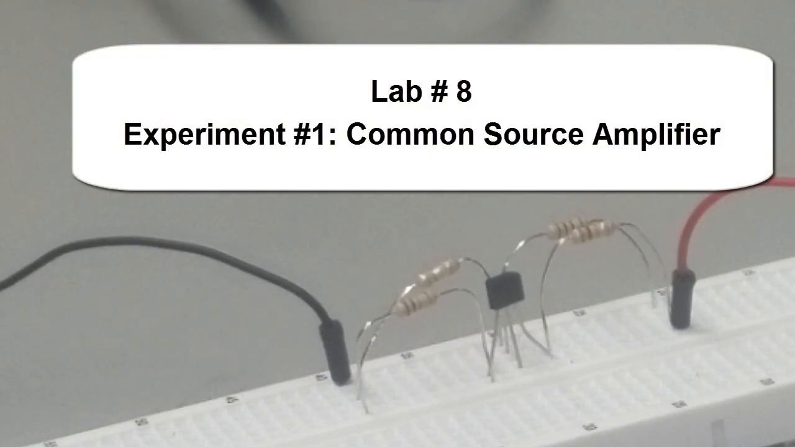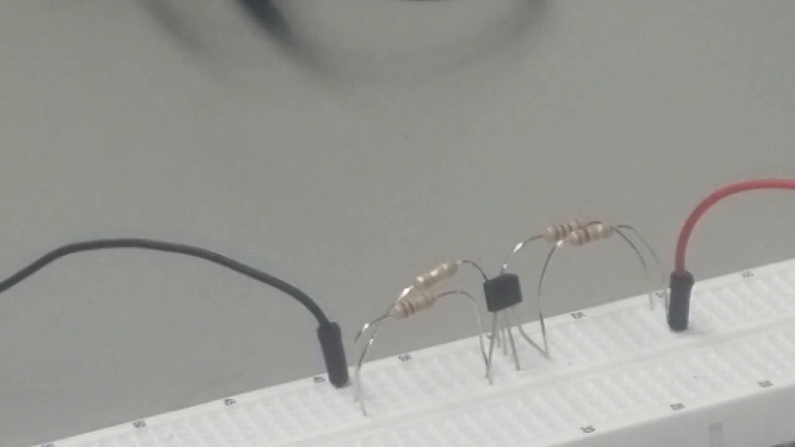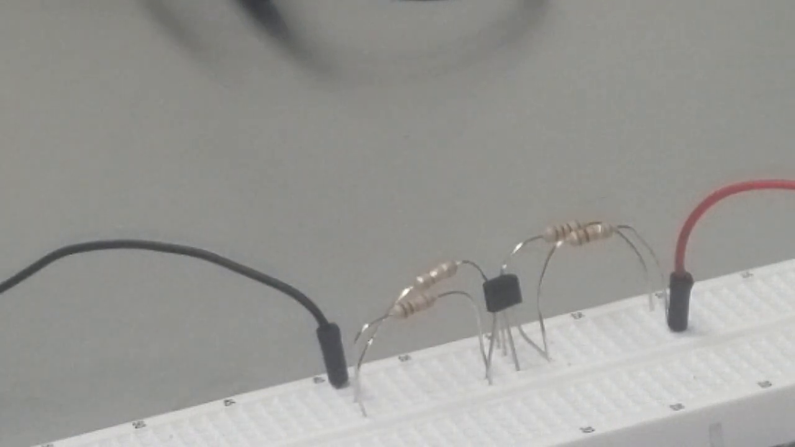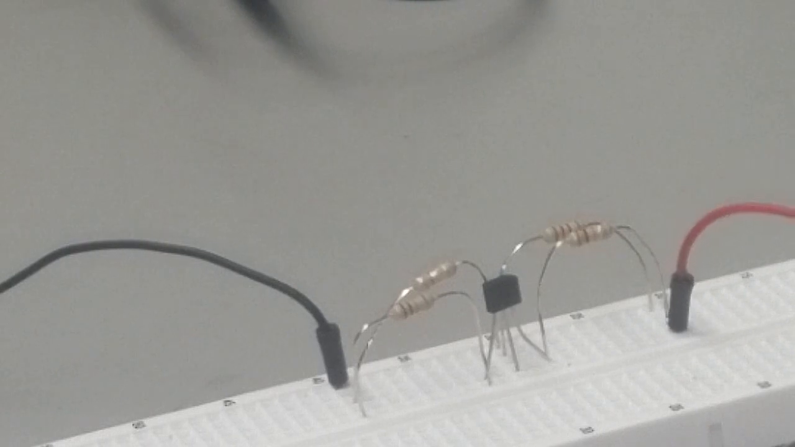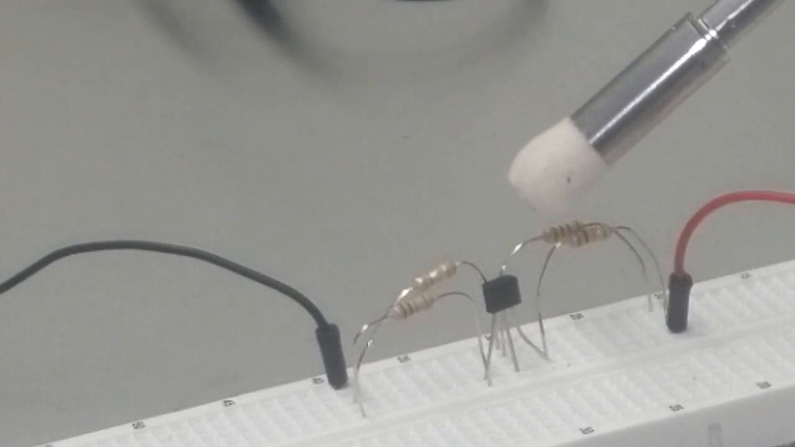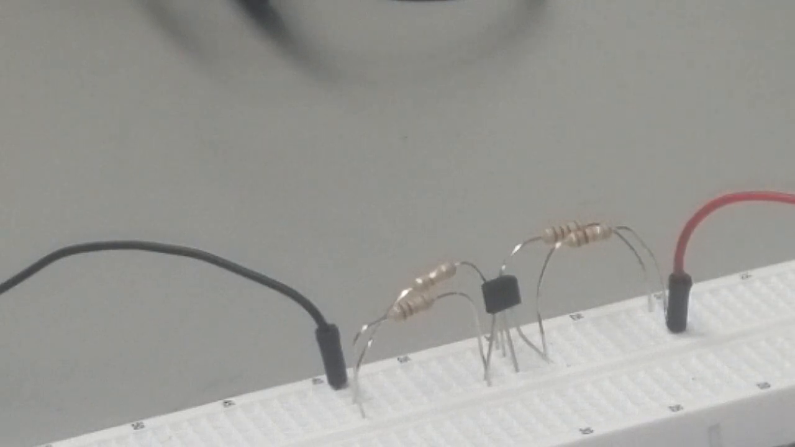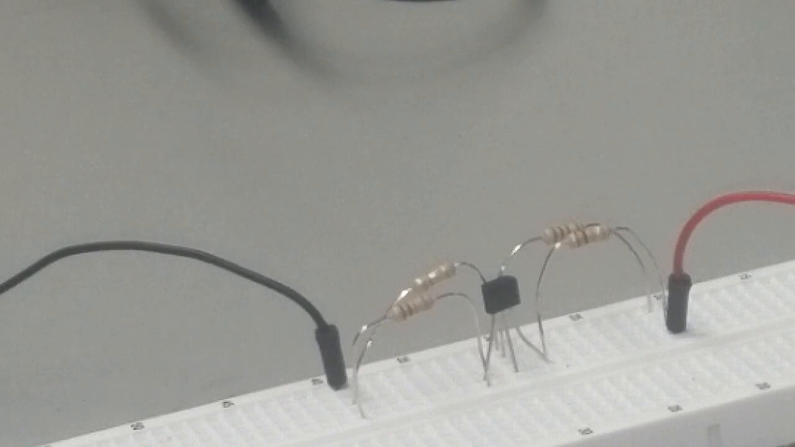Alright folks, so we are doing experiment number 1 for lab number 8, and the first thing we did is we measured those resistors that we have over here. So this resistor over here is R2 that is going to ground. This resistor over here is R1 that is going to VCC. This resistor here is RD that is going to VCC. And this resistor here is RS that is going to ground.